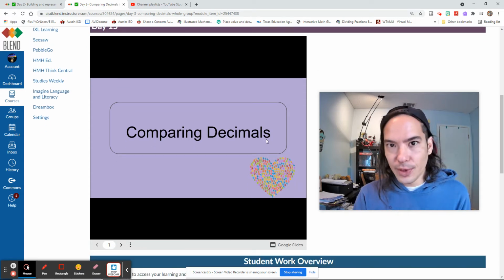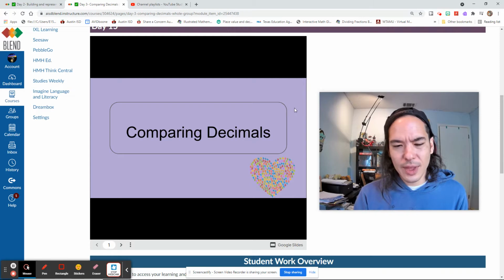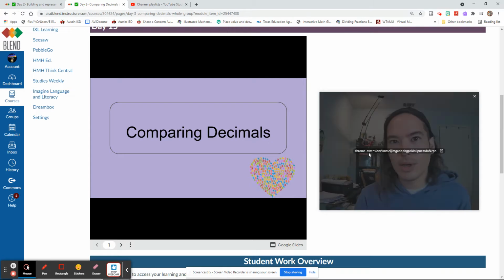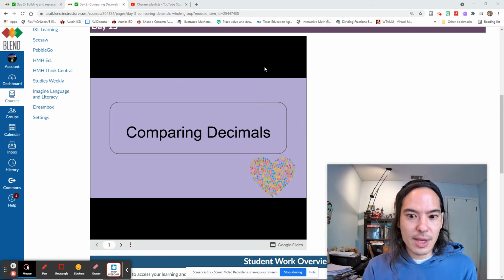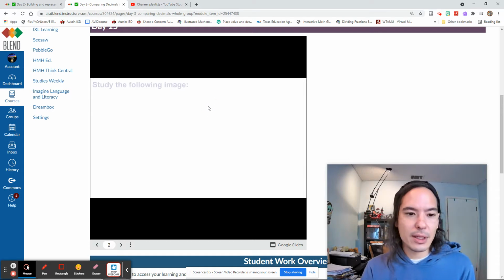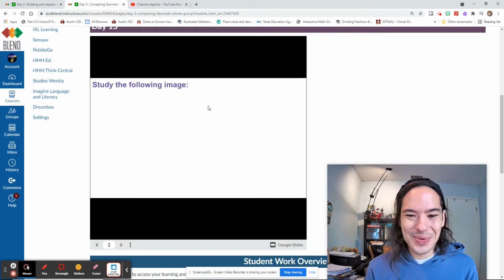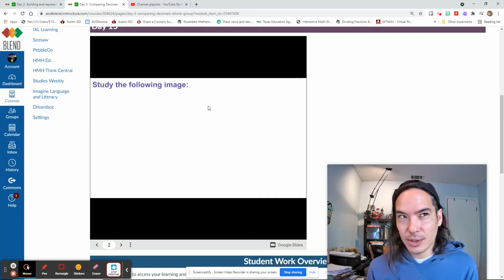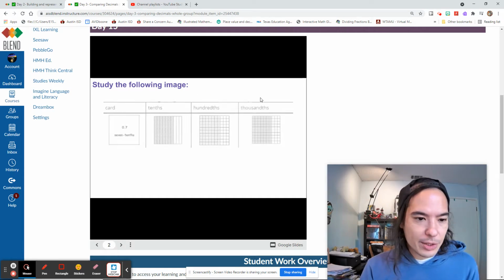So there's a few different ways to compare decimals. They show you in here a couple different ways, but I'm going to give you my kind of cheat code way, the way that I think might be the easiest. So we'll look at a couple different ways today. Whatever works for you, go ahead and use that method, because that's ultimately what we want: we want you to be able to find a way that works for you. All right. So study the following image.